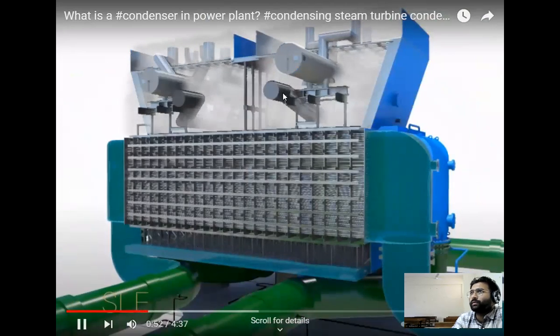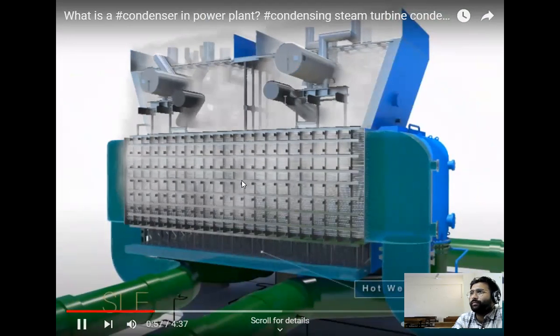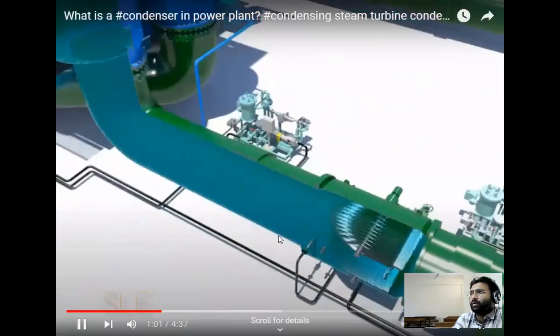Then the steam comes. Now you can see steam is coming. Heat transfer takes place in this portion, and then water is condensed. The condensed water is collected at the bottom.